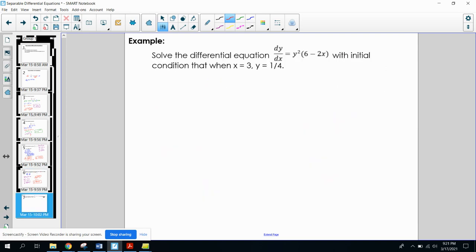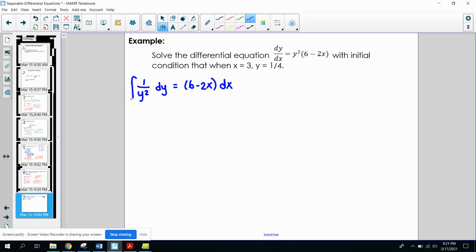And we'll look at one more example. Again, solve the differential equation with the initial condition that when x is 3, y is 1/4. When I look at my differential equation, I need to divide both sides by y squared and multiply both sides by dx. So I'm going to get 1 over y squared dy, and that's going to be equal to 6 minus 2x dx.